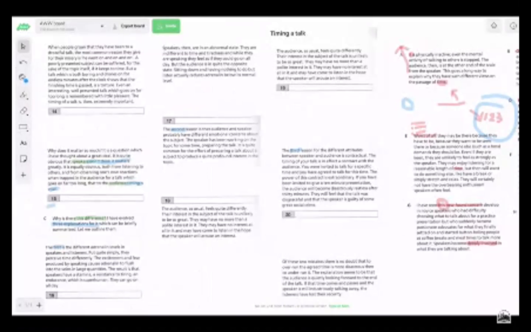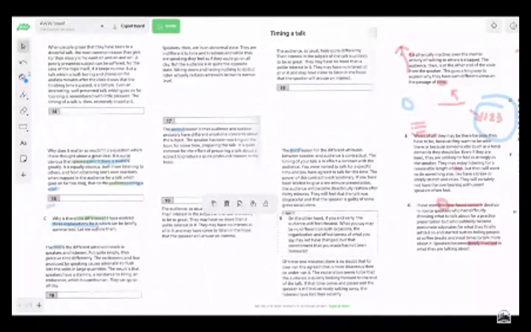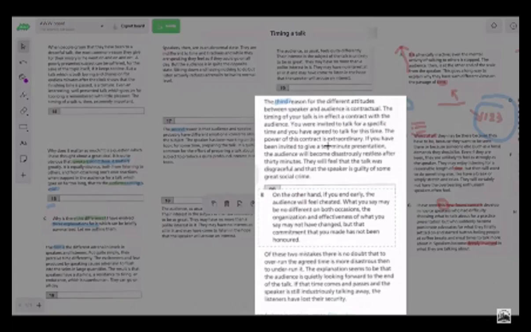I actually think it might be, which one? B. Let's grab B. I think it goes here. Or was it here? No, it's here. So this section is all about timing. Let me get a highlighter. Purple. Pen. The third reason, timing, is a contract.